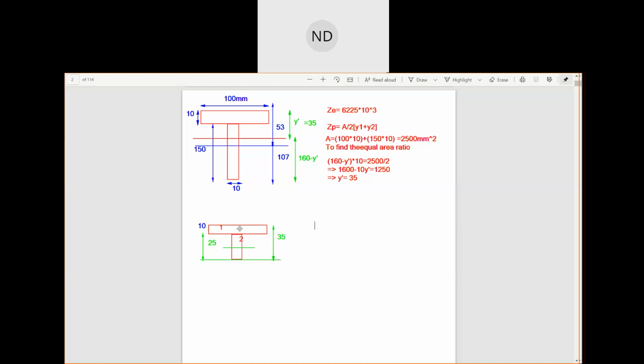Here, if this is your first member above the equal area axis, how much is your y1? Y1 will be your 100 into 10 into 30. Right, this one 100 into 10.